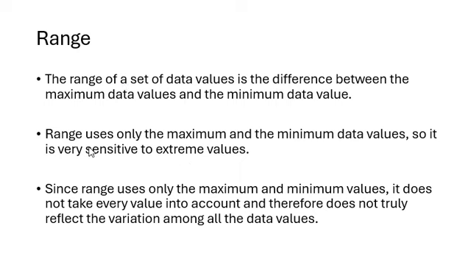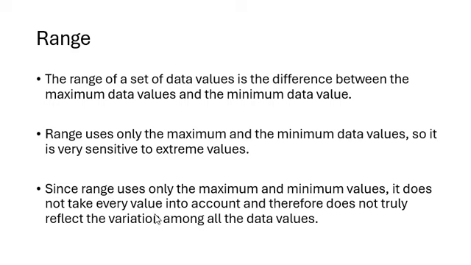So range uses only the maximum and the minimum data value. It doesn't use all of the data like the mean does. Therefore, range is very sensitive to extreme values. Extreme meaning the maximum and the minimum. These are the extreme values. The mean is a different thing because the mean uses every data value inside that data set.